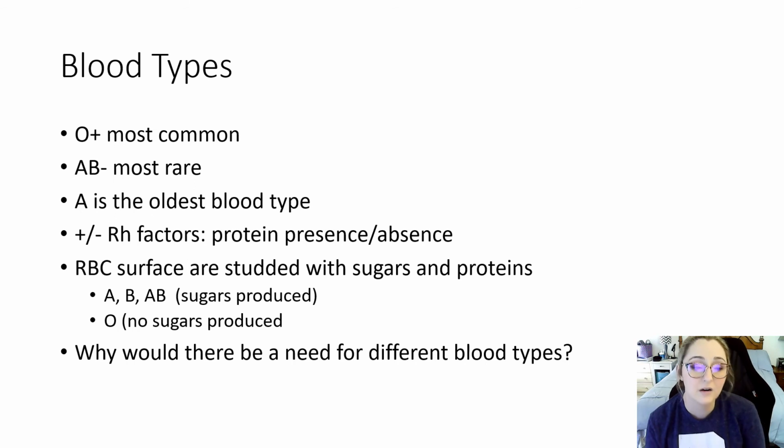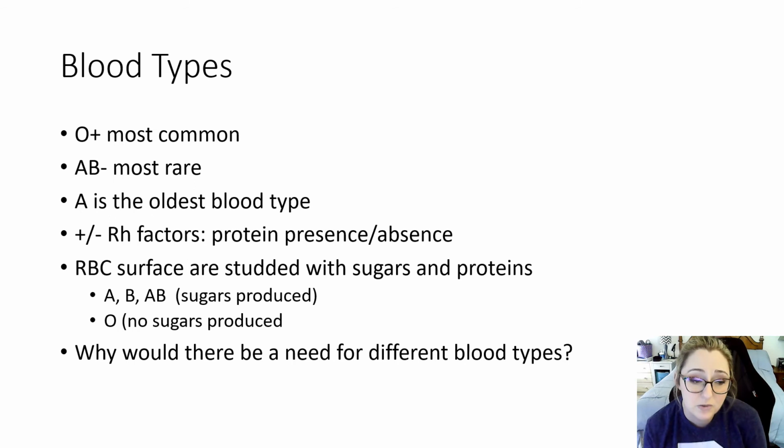They are specifically called these things due to the studs of sugars and proteins that are on your tissues and your red blood cells. A, B, and AB, you have these sugars. On O, there are no sugars produced.